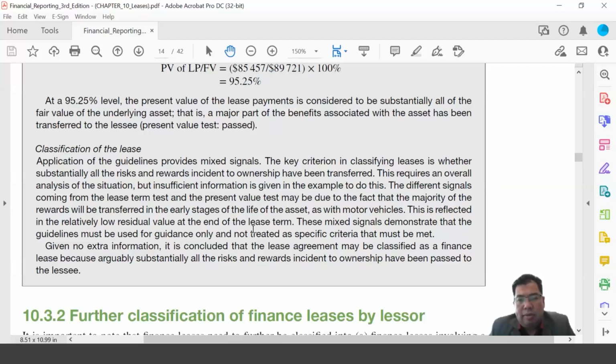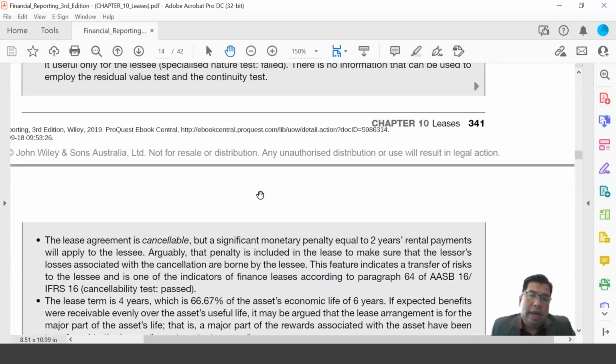So the mixed signals demonstrate that the guideline must be used for guidance only and not treated as specific criteria that must be met. Given no extra information, it's concluded that the lease may be classified as a finance lease because arguably substantially all the risk and reward incident to ownership have been passed to the lessee. Yeah, we have passed the risk and reward to the lessee, but it's not conclusive. Why? Because we have very limited information over here. Okay, that is the example.